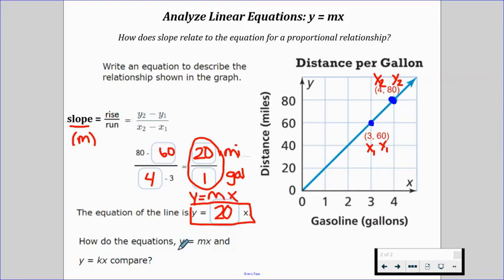In this lesson, we have learned that y equals mx and y equals kx are equivalent. We are working with m representing the slope of this line. And these equations of y equals mx can help us analyze these linear equations.